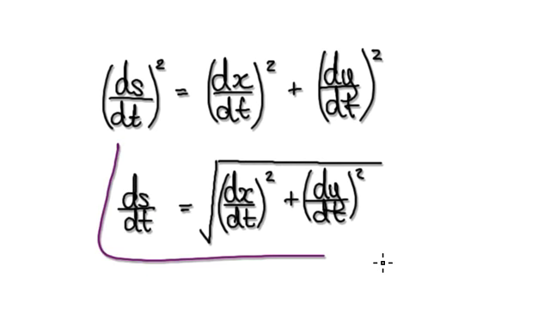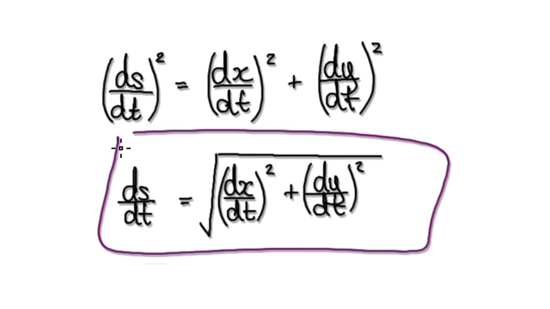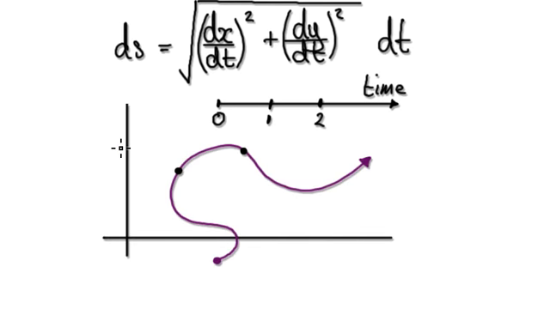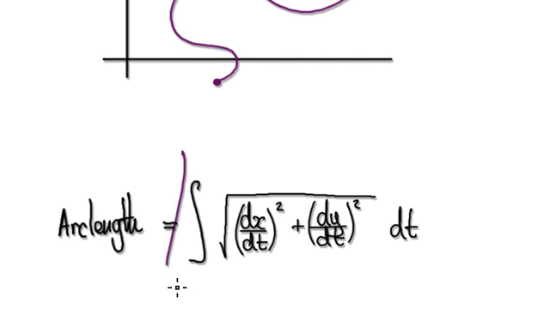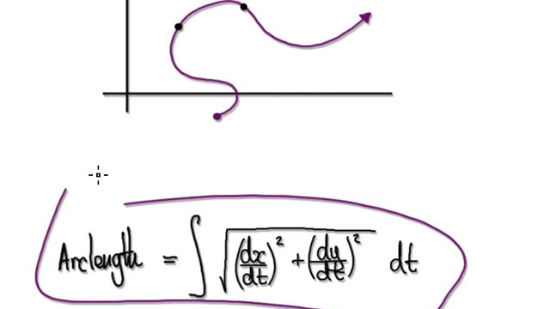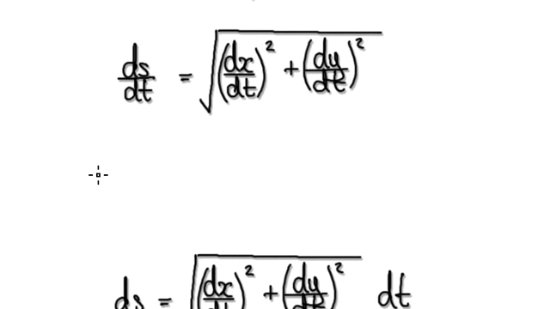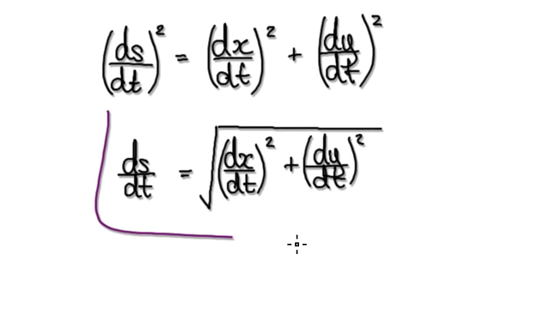The speed is given by this. Okay, the arc length is given by this thing here, by you summing up all. Well, the arc length is given by this, and the speed is given by this. Okay.